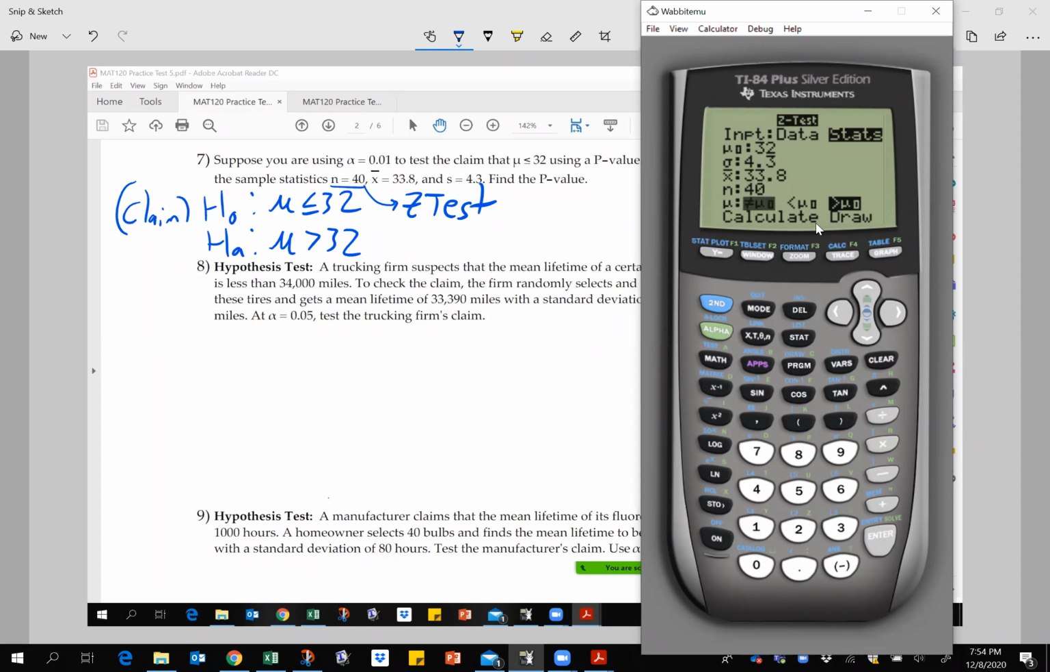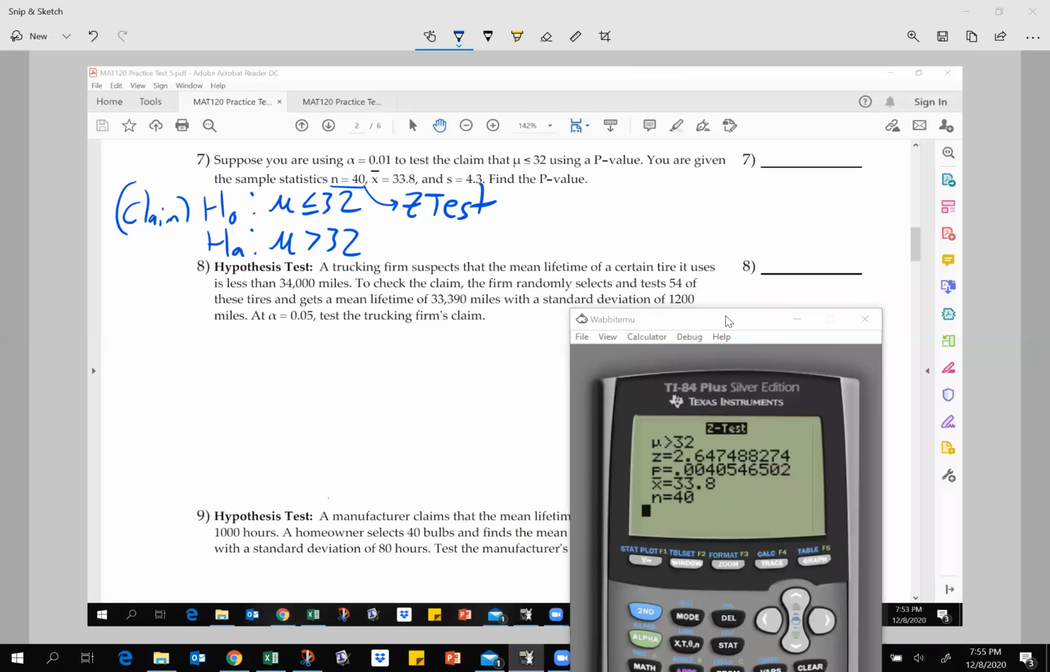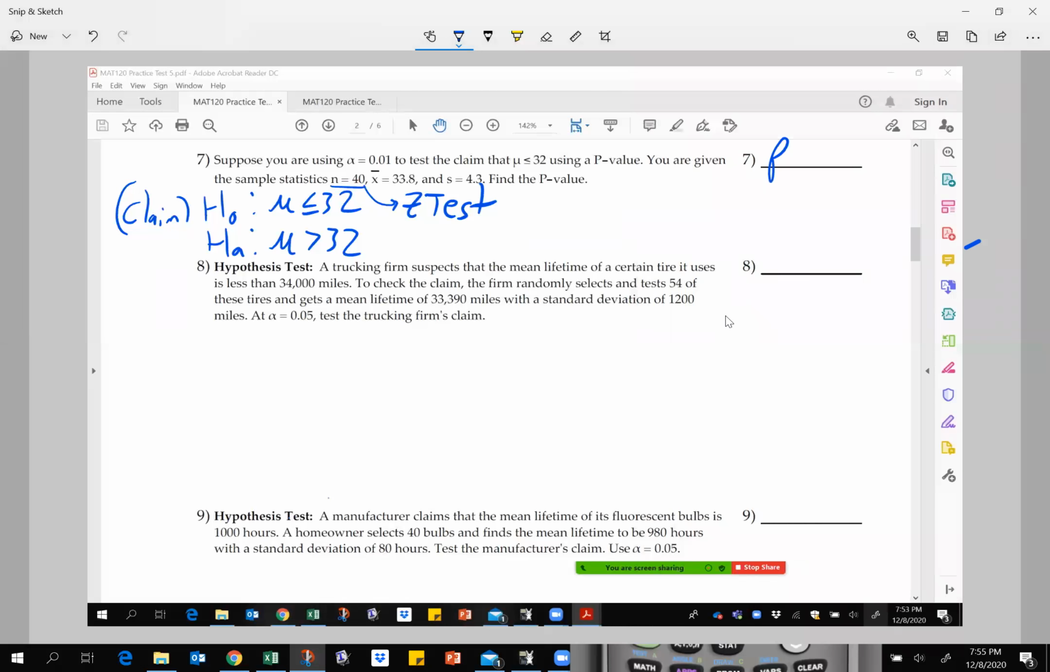And now we need to make sure we're using the appropriate tail test. Here, this is yet another right tail test. Luckily, I already have it selected. And then we can go ahead and hit calculate. And to 3 decimal places, we would come up with a p-value of 0.004. So p for this problem would be 0.004.